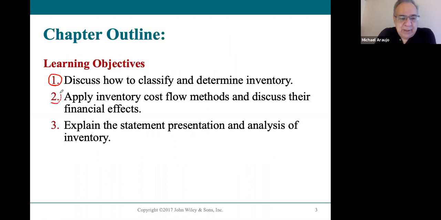The work that's really part of chapter 6 that you're going to spend most of your time on is objective 2, which talks about what's called the inventory cost flow methods. That's going to be the bulk of the work in this chapter. And learning objective 3 basically looks at how inventory is presented on the balance sheet. And then we're going to look at some financial analysis, a couple of quick ratios that are commonly looked at.